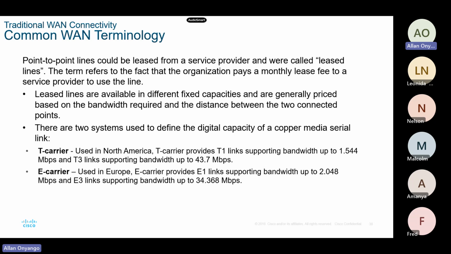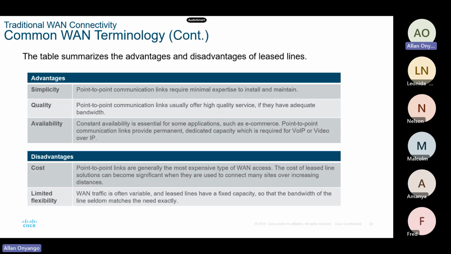while the E3 links could support bandwidths of up to 34.368 Mbps. Now, you realize that these are very low speeds. If you told someone that you are connecting to the ISP and they're giving you these Mbps, they wouldn't believe you. And that's why we need to look at some of the advantages and disadvantages of what used to be the connection to the ISP, the leased lines.